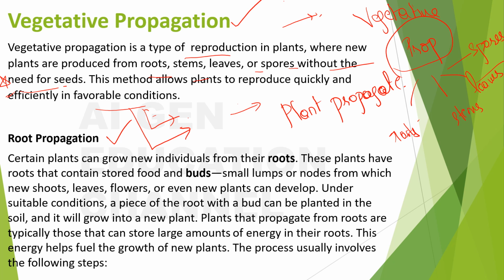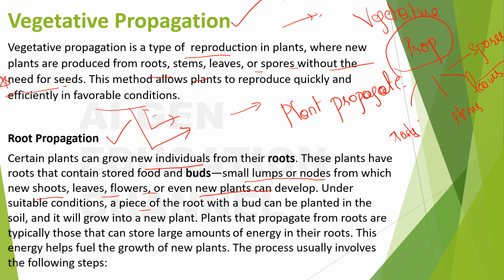What is root propagation? Certain plants can grow new individuals from their roots. These plants have roots that contain stored food and buds. See, from their roots itself they can grow new plants. What are buds? Buds are the small lumps or nodes from which new shoots, leaves, flowers or even new plants can develop.